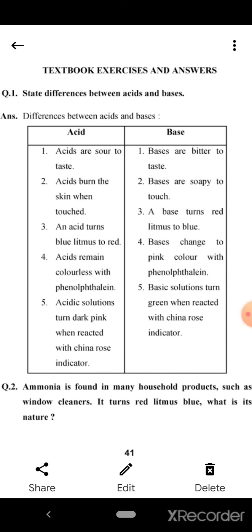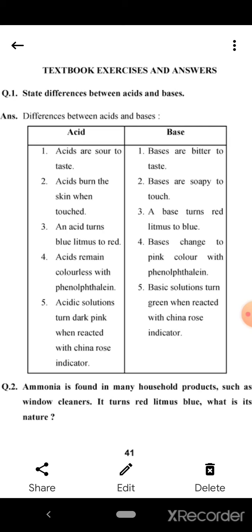Now see, acids are sour to taste, but bases are bitter to taste. Acids burn the skin when touched, while bases are soapy to touch, meaning bases are slippery, while acids are non-slippery. An acid turns blue litmus to red, while bases turn red litmus to blue.